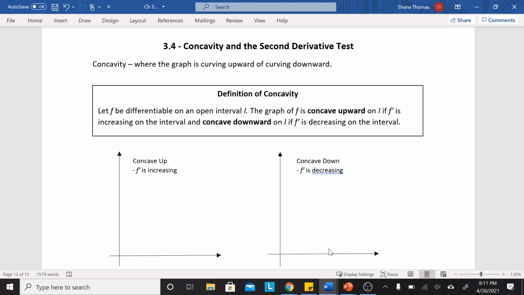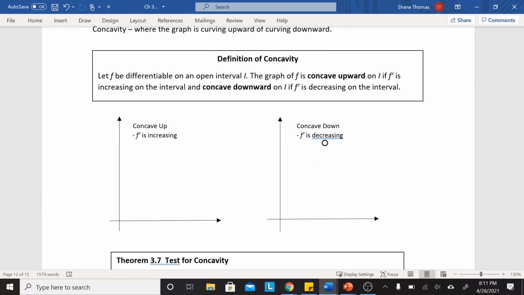So by definition of concavity, let f be differentiable on an open interval I. The graph of f is concave up on I if f prime is increasing on the interval, and concave downward if it is decreasing on that interval. So this is what this looks like here.